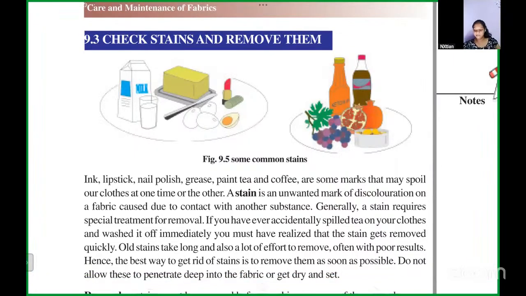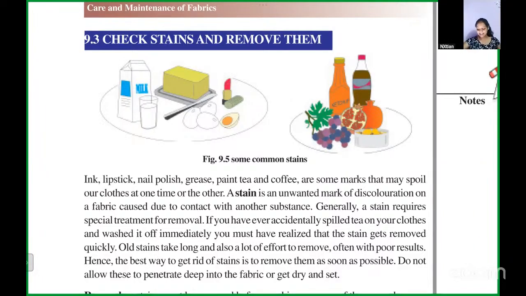Then, check stains and remove them. Ink, lipstick, nail polish, tree sap, paint, tea, and coffee are some marks that may spoil our clothes at one time or the other. A stain is an unwanted mark of discoloration on a fabric caused due to contact with another substance. Generally, a stain requires special treatment for removal.